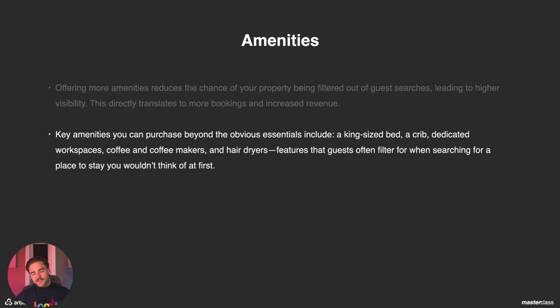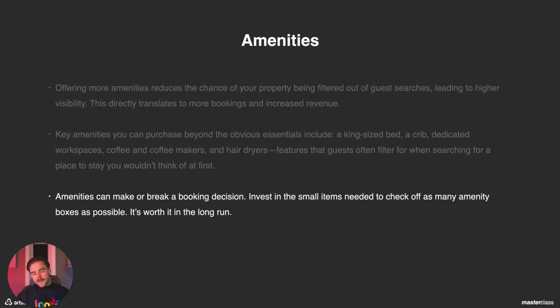Key amenities you can purchase beyond the obvious essentials include a king-size bed, a crib, dedicated workspaces, coffee and coffee makers, hair dryers, irons, features that guests often filter for when searching for a place to stay. You wouldn't really think of them at first. Amenities can make or break a booking decision. Trust me, invest in the small items needed to check off as many amenity boxes as possible. It's worth it in the long run. Let me actually show you why from a guest's point of view.